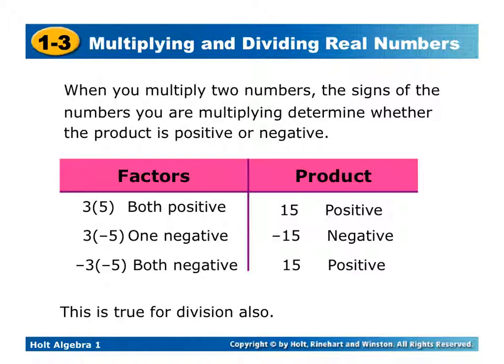So to recap our lesson, when we're multiplying two numbers, the signs of the numbers you are multiplying determine whether the product is positive or negative. So notice each of these, same numbers that we're using, just different signs. Positive times a positive, 3 times 5, 15, positive. Positive 3, negative 5, negative 15, negative. Negative 3, negative 5, both are negative, it's a positive 15. And this is also true for division.